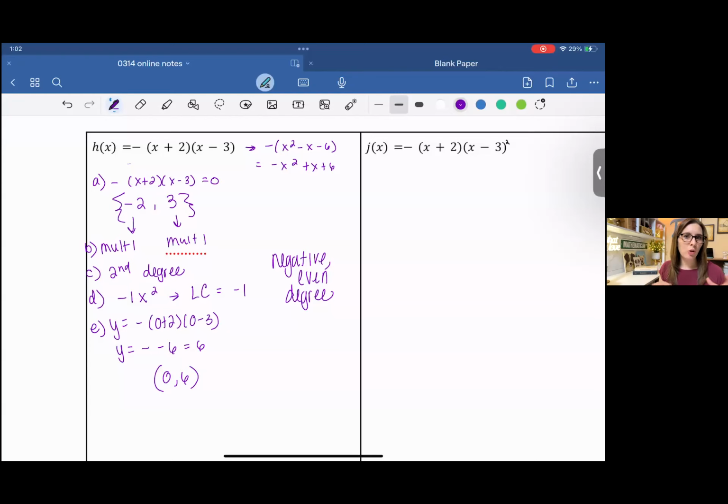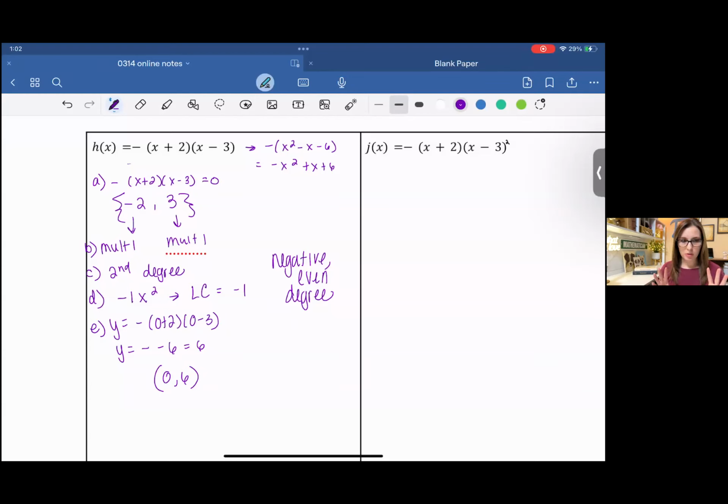You can use FOIL or the distributive method or whatever. The reason why I did this is because I was afraid that negative out front might kind of freak you out, but I just want to show you how it comes into play. So when you multiply it all out, you end up with negative x squared plus x plus 6.